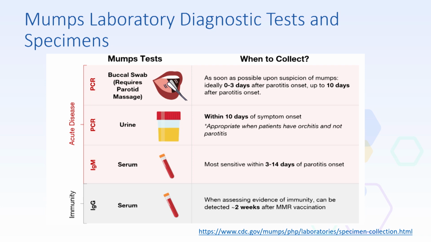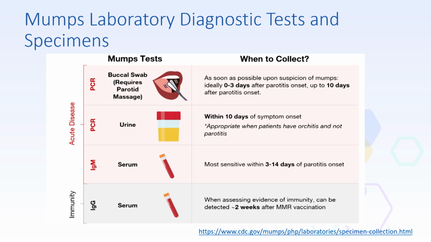Successful detection of mumps virus from buccal swabs is dependent on timing, technique, and the appropriate storage and shipment of specimens. Swabs should be collected as soon as mumps is suspected. PCR for mumps has the greatest sensitivity when the specimen has been collected within 3 days of parotitis onset, but can be performed within 10 days after parotitis onset. If it's been at least 3 days since parotitis onset, it's also recommended to collect a blood specimen for mumps-specific IgM testing.